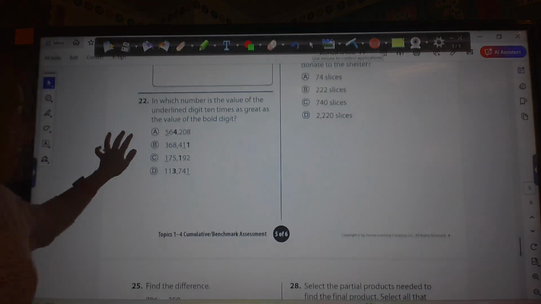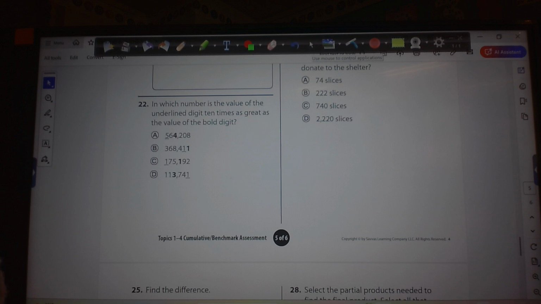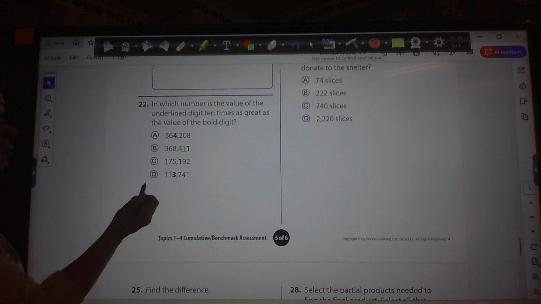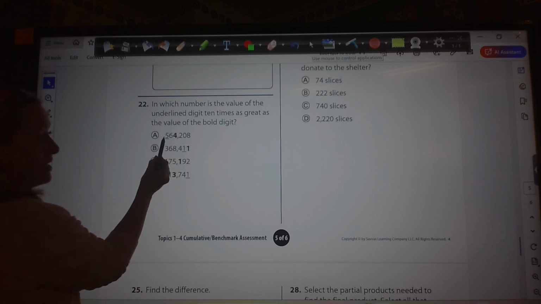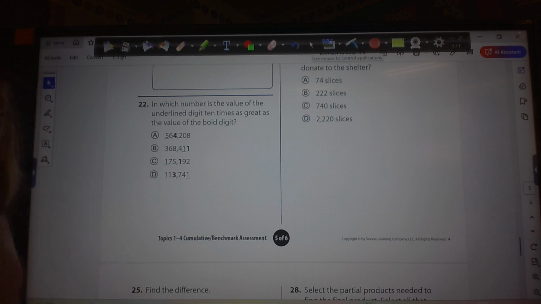Oh, okay, number 22. Let's look at that one really quickly. In which number is the value of the underlined digit 10 times as great as the value of the bold digit? What has to be true about those two numbers, Quincy? The bold number and the underlined number, one is 10 times as much as the other one. So, in other words, 500,000 is 10 times as much as 4,000. Is that true? No.